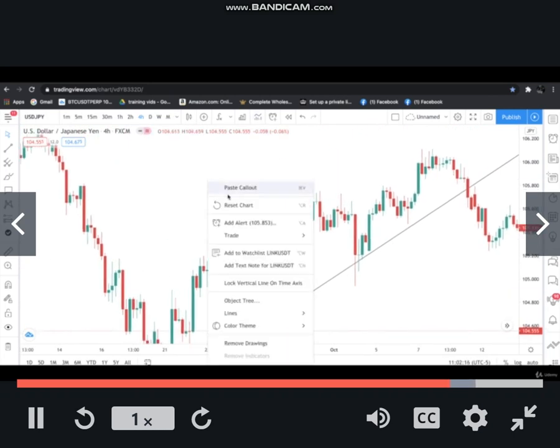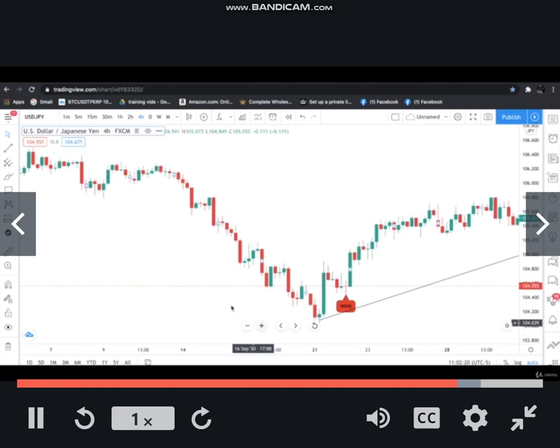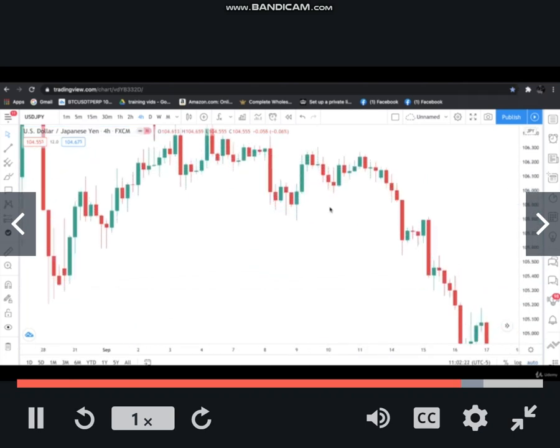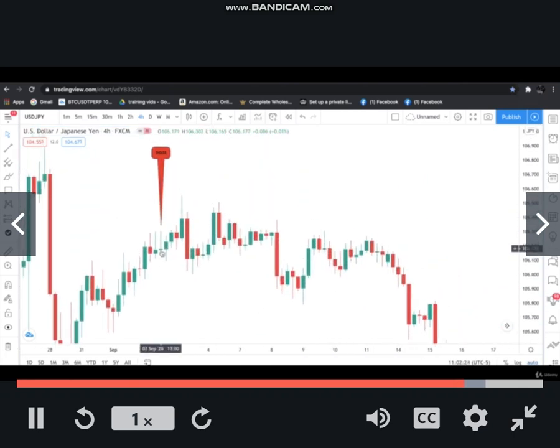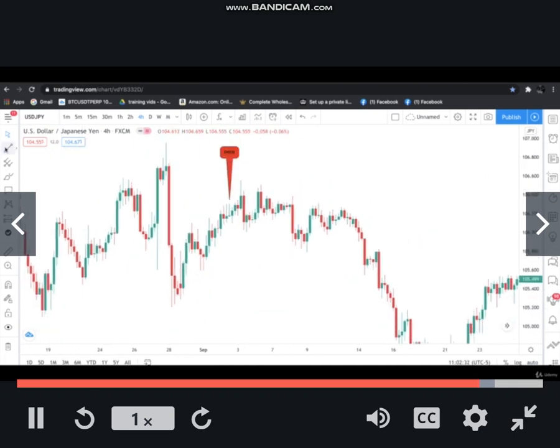Let's find another one. Here we have a gravestone doji. What does this indicate? A possible trend reversal. And you can see the price dropped afterwards.